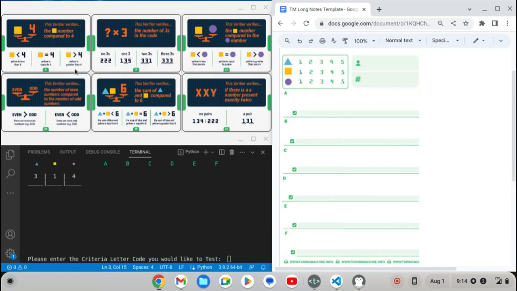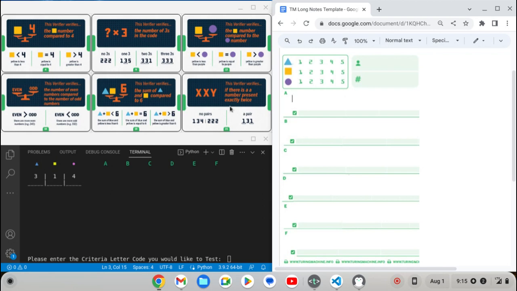Criteria card D, again, looks at our 3-digit solution, but this time will tell us a little bit about the ratio of even to odds. Should there be more even than odds, or should there be less even than odds? Criteria card E looks at our first 2 digits, adds them up, and compares the sum to 6. So should the sum be less than 6? Should it be equal to 6? Or should it be greater than 6?